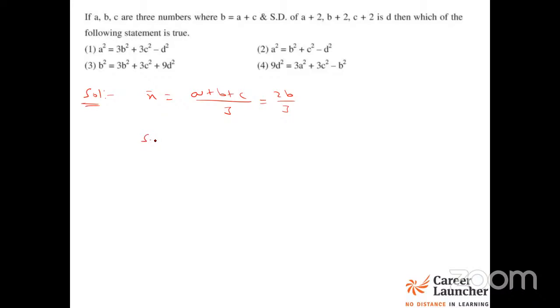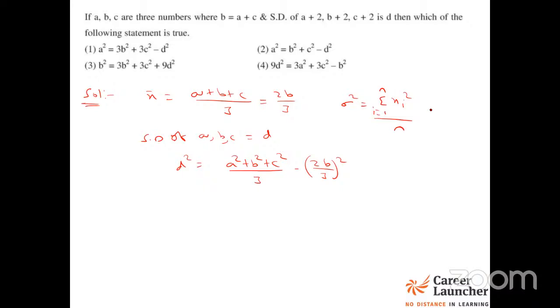Right? Now what about the standard deviation of a, b, c? The standard deviation of a, b, c is given as d. So from this we get d square will be equal to, applying the formula for standard deviation, sum of squares upon number of terms minus the mean whole square. So the formula I'll write for variance: variance is given by sigma square, which is sigma i equal to 1 to n xi square upon n minus x bar whole square. This is the formula for finding variance. So standard deviation is given as d. By adding or subtracting any term, the standard deviation will not change. It will remain the same.